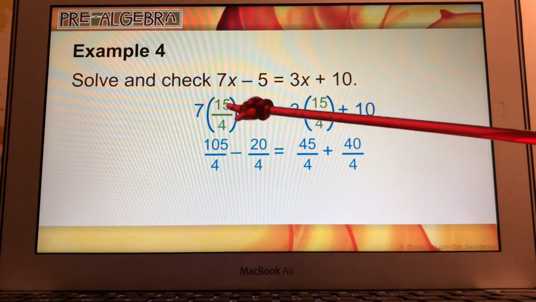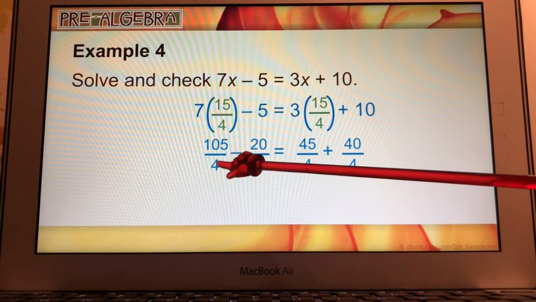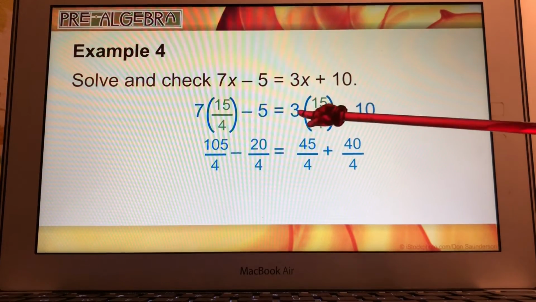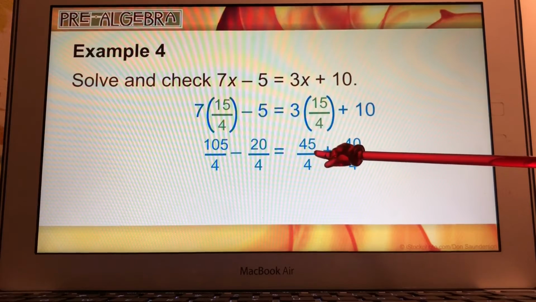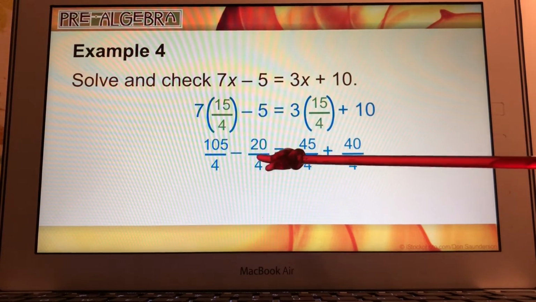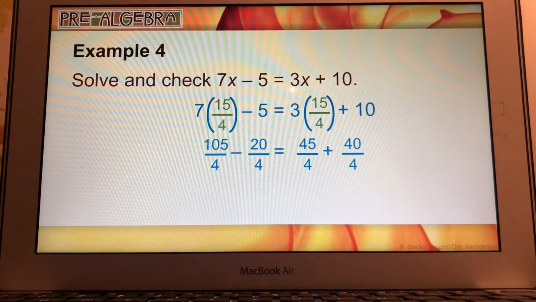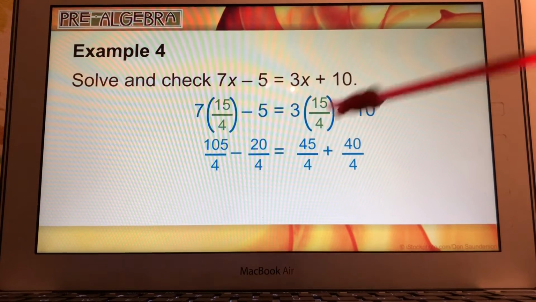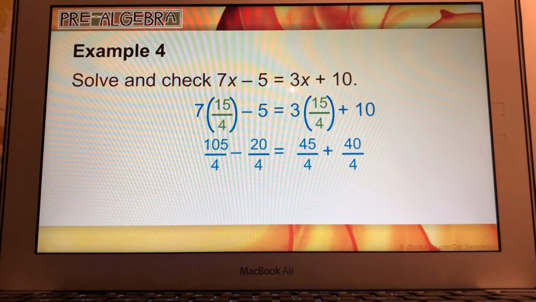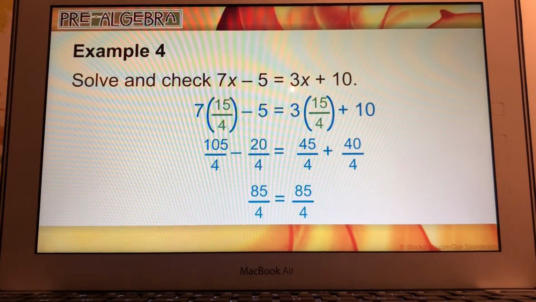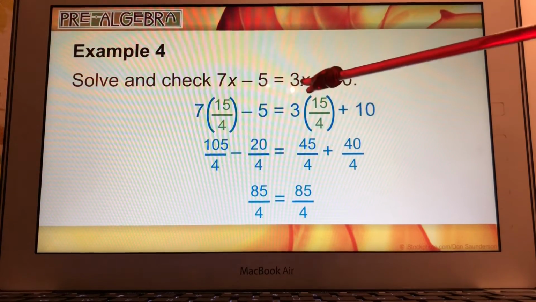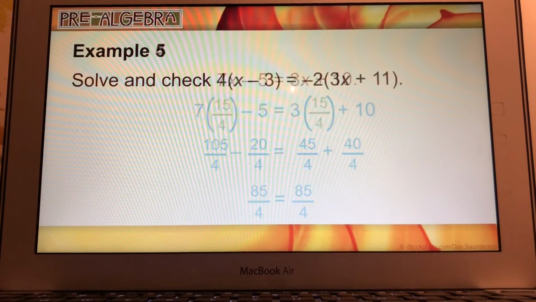And then 7 times 15 is 105 over 4. 3 times 15 is 45. Now, 105 minus 20, does that give me 45 plus 40? And yes, because both sides equal 85 over 4. And there is your answer. 15/4 is equal to x.